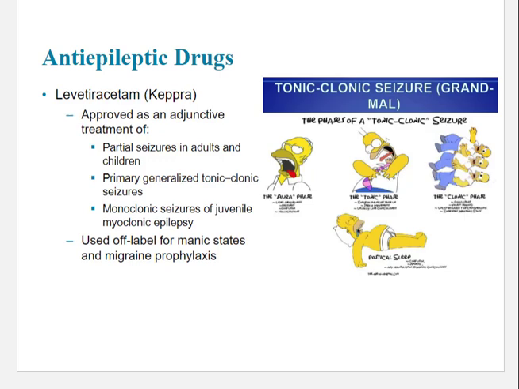I don't think I've ever called it that. I always just call it Keppra. And most of the time the physicians are going to do a Keppra level. So just know that it is used for partial seizures in adults and children.